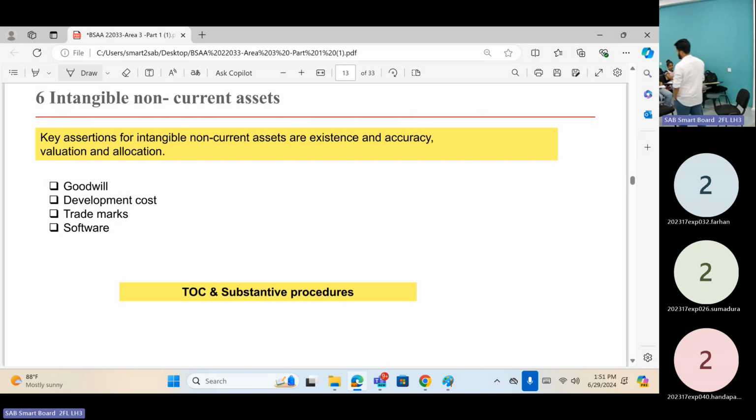Tangible assets. There are standards for this. First time, comfortable with this class.